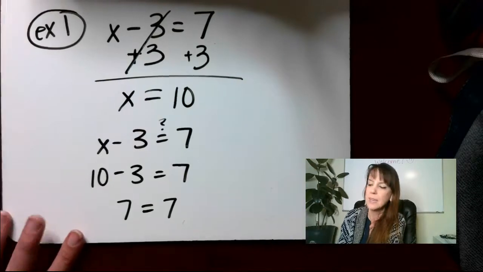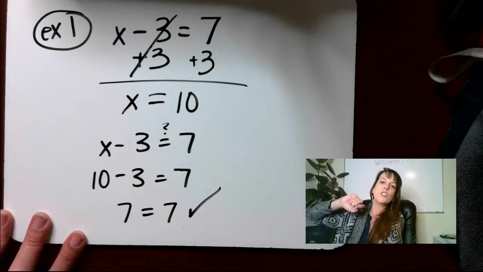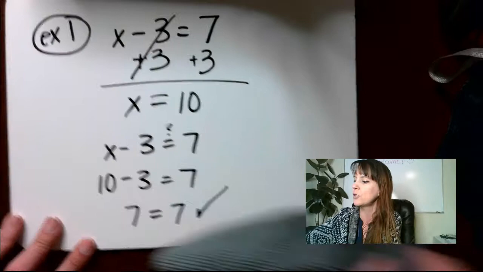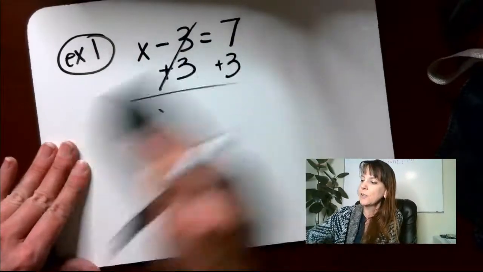And when you're doing this, when you're checking, you put a little question mark. Hey, I'm just checking this. Does 7 equal 7? Check mark. It sure does. 10 is your solution, so you have done that correctly. So there's no excuses. You can double check all of your equations.